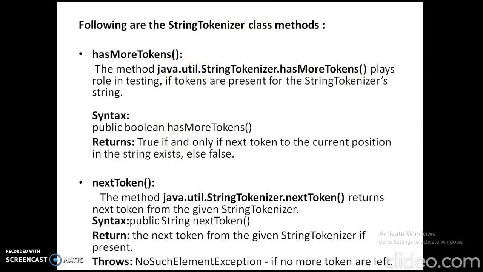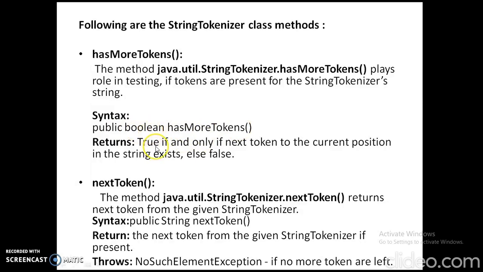So the first method here is hasMoreTokens. The method java.util.StringTokenizer hasMoreTokens plays a very important role in testing if tokens are present for the string tokenizer object or the string. The syntax goes like this. It returns a boolean value. So this is returning a boolean value.